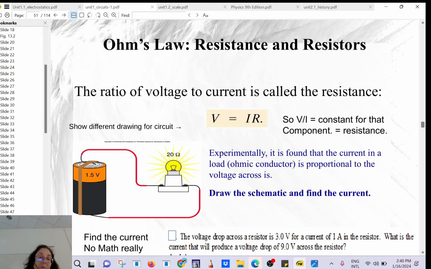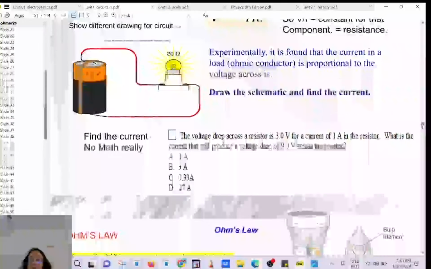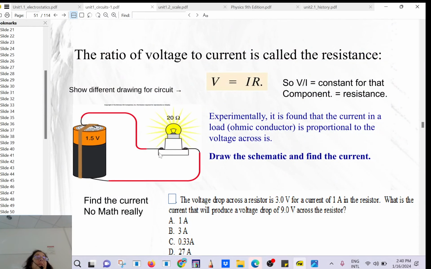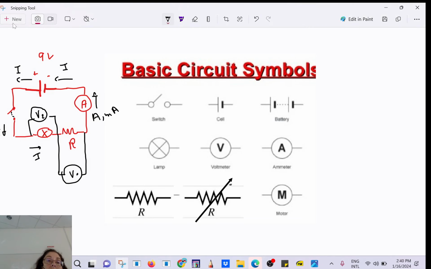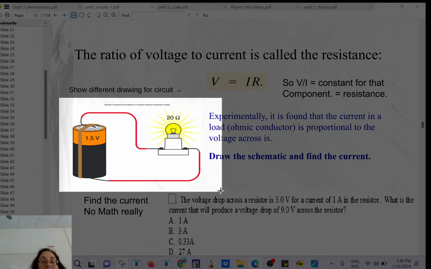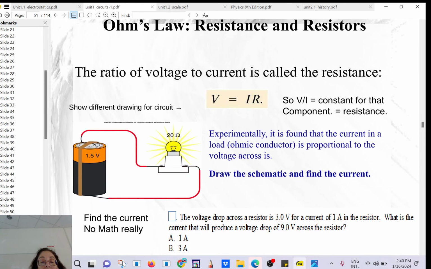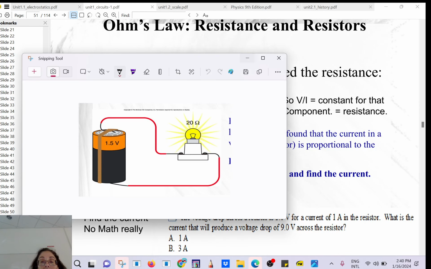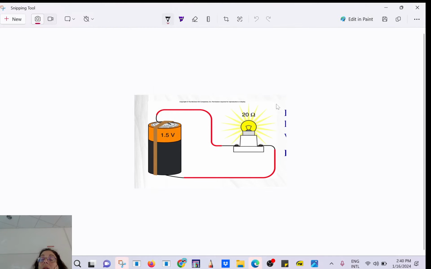Okay, so most important is to understand the concept. So for example, can you measure the current here? So I'm going to show you the best way to make sure you get those questions right. Okay, and it's going to be very useful when we get to circuits in series and in parallel.